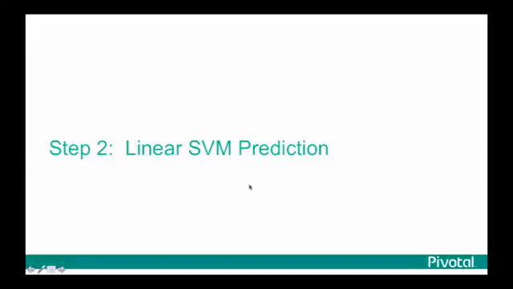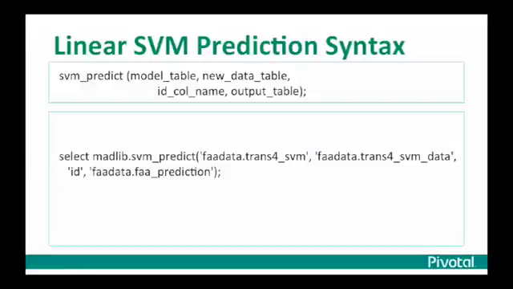So with the model built, we're now ready to go on to the next step, which is the prediction step. To make predictions on test or new data, use the SVM_predict function shown here. This function requires the name of the model table created during the training step, the name of the table that holds the test or new data needing predictions, an ID column to uniquely identify each row, and the name of the table to be created to hold the unique IDs and the predictions made.